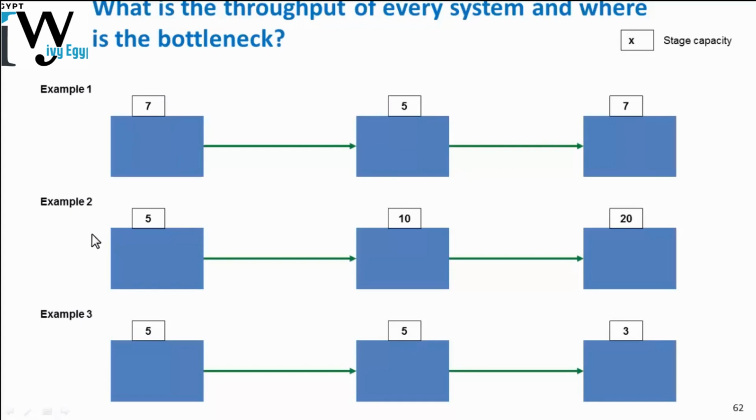In example number 2, the bottleneck moves to the first stage, and this is again 5, so the whole system is producing 5 as well. And in example number 3, we have the bottleneck in stage number 3, which is producing 3 items per hour, and this is the lowest out of the 3. So this is the capacity of the whole system.